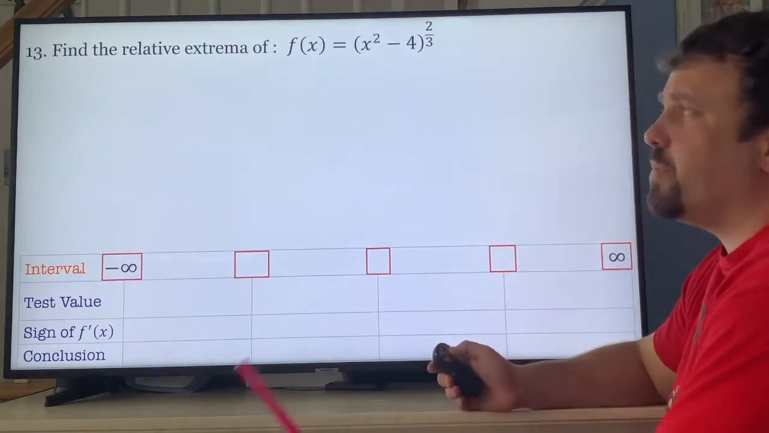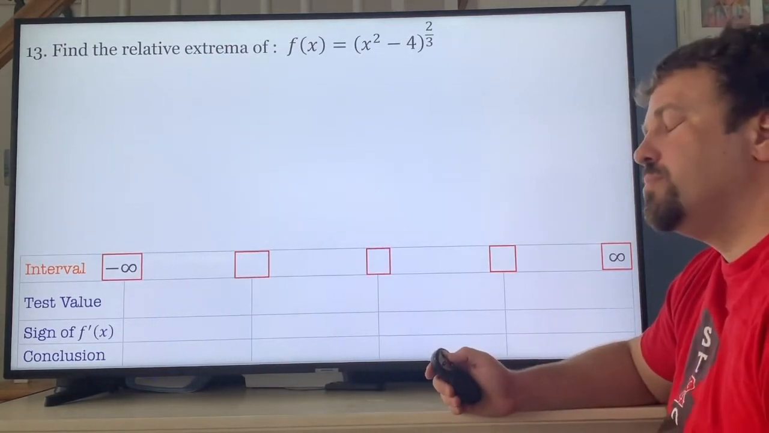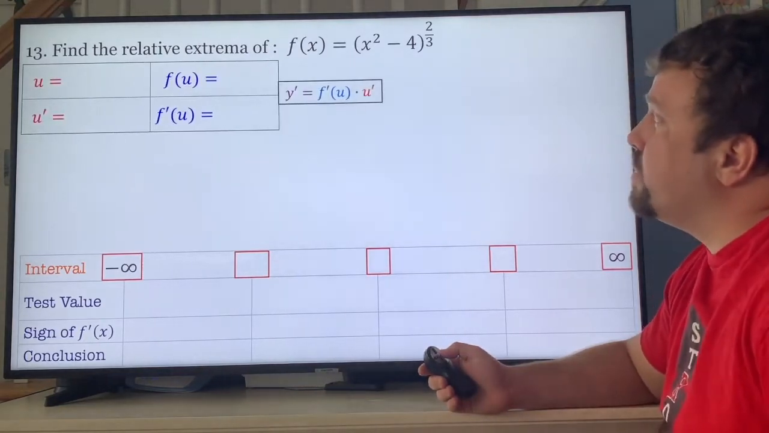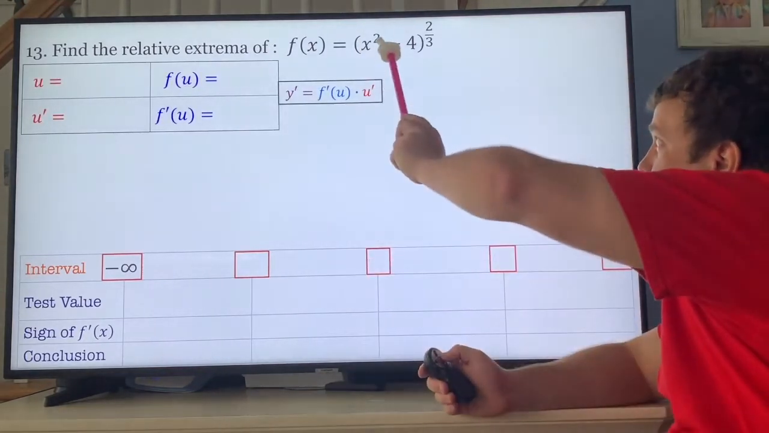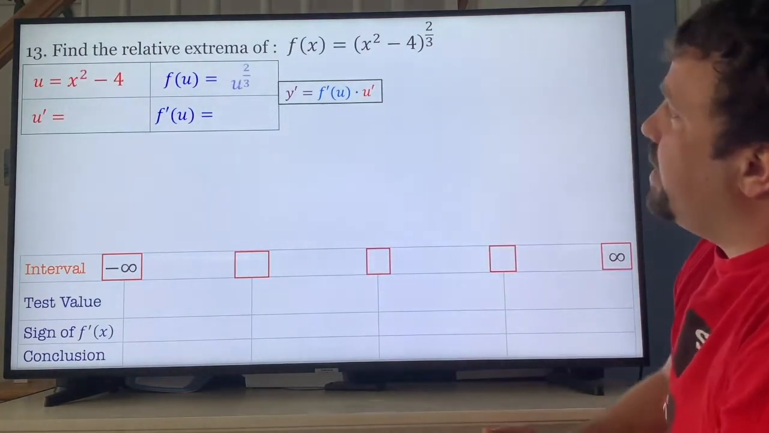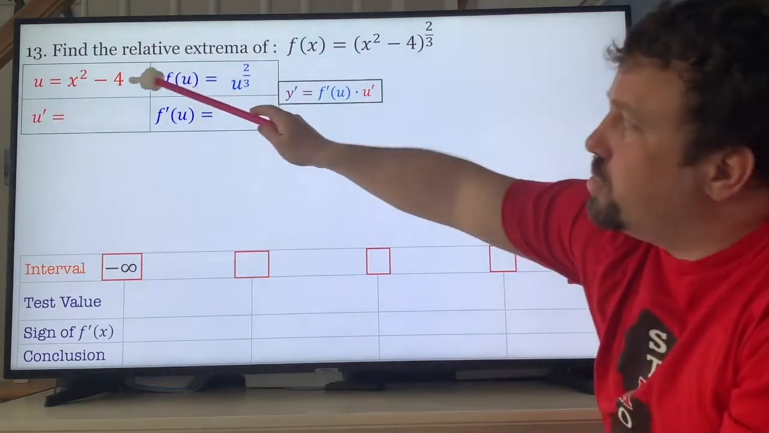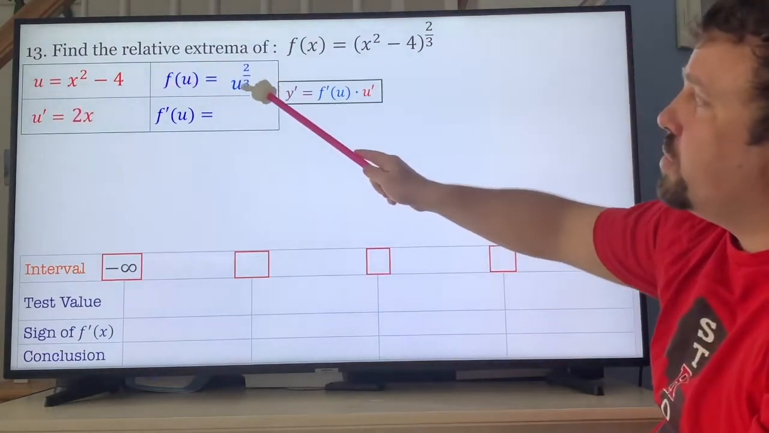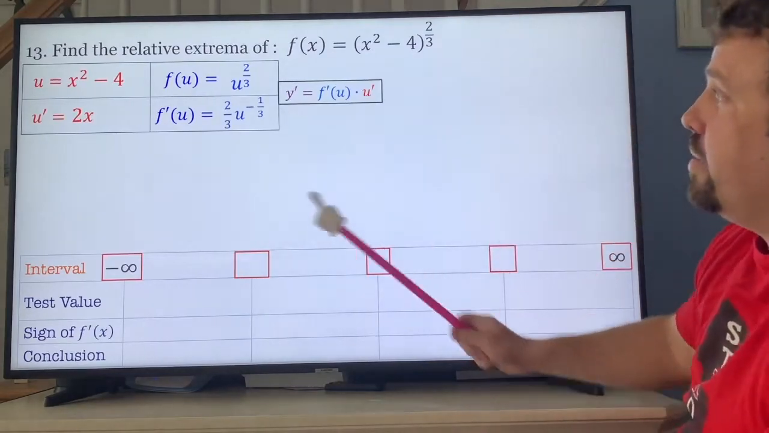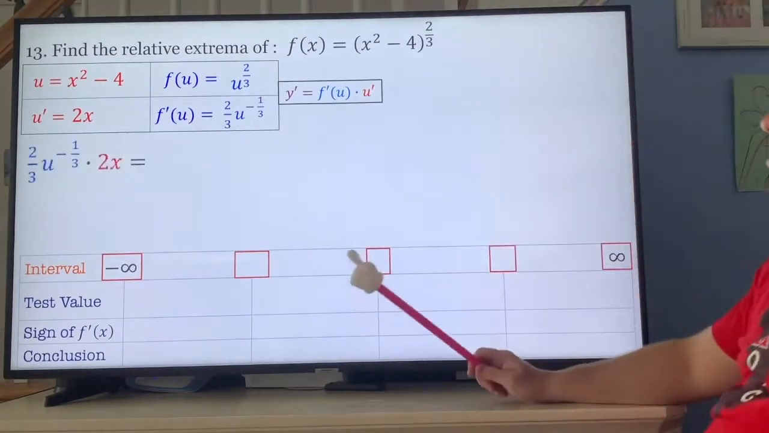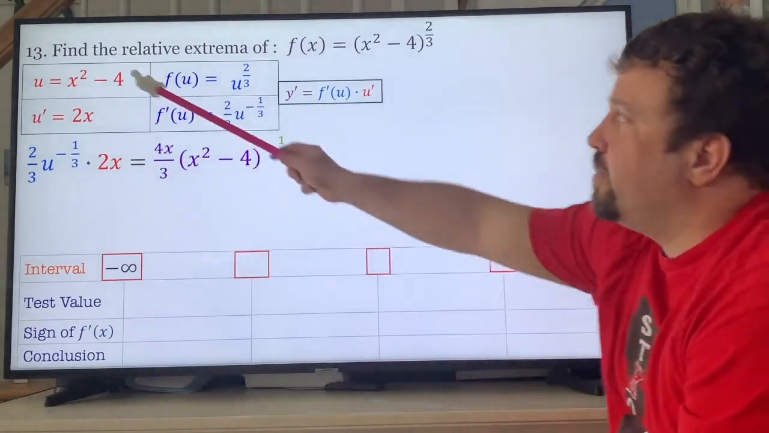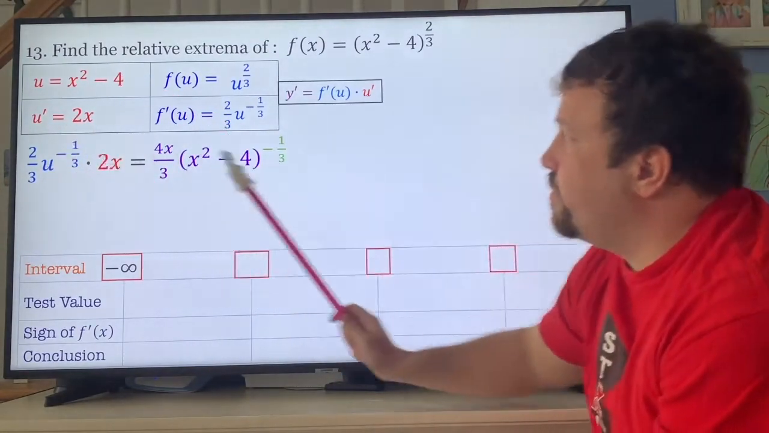I would like you guys to try problem 13. All right, you should be done. You have to use the chain rule to differentiate this. U, F of U: x squared minus 4, and U to the 2/3. 2x times 2/3 U to the 2/3 minus 1, which is a negative 1/3. All right, multiply these two together. 2x times 2/3 is 4x over 3. And then you plug your U back in for U.